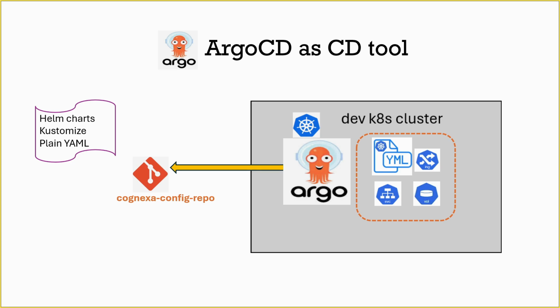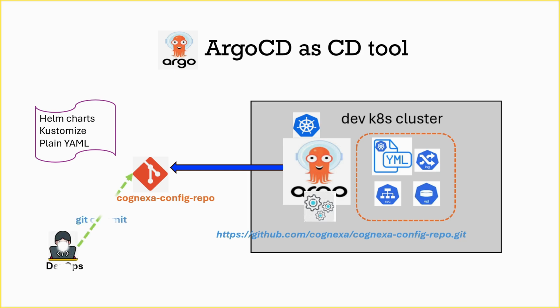In the second step, we configure our ArgoCD instance to point to the Git repository. Third, and this is where the magic happens, ArgoCD continuously watches the Git repository. As soon as you commit a change, ArgoCD detects it, pulls the latest configuration and synchronizes it with the Kubernetes cluster automatically. Here, ArgoCD uses a pull-based deployment model. It continuously synchronizes the desired state stored in the Git repository with the actual state of the Kubernetes cluster.